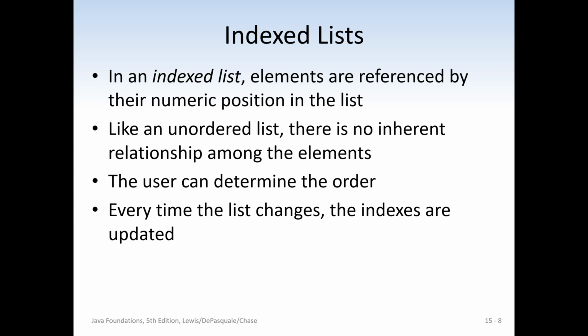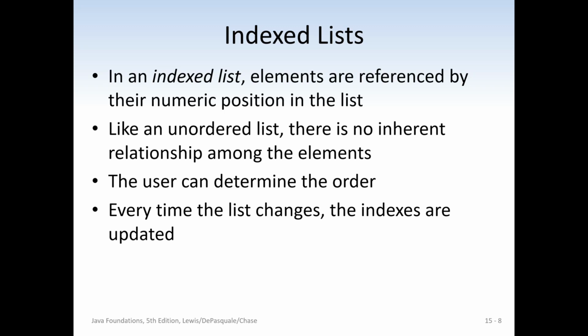Like an unordered list, there's no inherent relationship between the elements. The user can determine the order, and then every time the list changes, the indexes are updated. So an index list would probably be implemented with an array, because if you're doing an index, let's think about the different ways we can implement this.